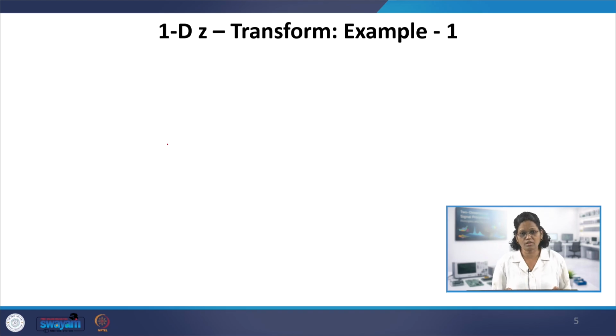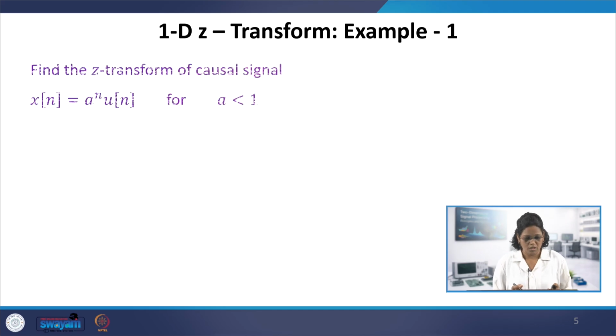So if we take the examples, through these examples we can see what the ROC is and what it means. Also, we will take a few very common examples for the Z transform, and then we proceed with the transform for 2D and how we can interpret it, whether it is a unique transform or not. So we can find the Z transform of a causal signal.